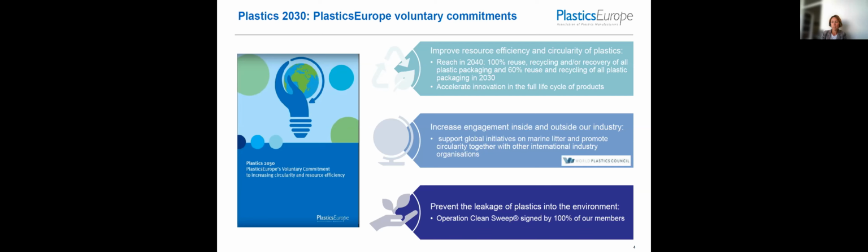At EU level, we pledge to accelerate innovation in the full life cycle of products. That will allow the industry to reach in 2040 100% reuse, recycling, and/or recovery of all plastic packaging. So we have an intermediate target in 2030 to reach 60% reuse and recycling of all plastic packaging. And we're also continuing to develop our program to prevent the leakage of plastics into the environment. And we have 100% of our members who signed up to our voluntary program, which is called Operation Clean Sweep.